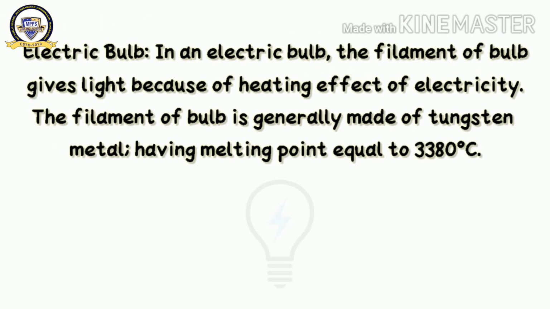Now we are going to deal with applications of the heating effect of current, meaning the electrical appliances that we are using in our daily life that work on the heating effect of electric current. In the same sequence, the first example is the electric bulb. In an electric bulb, the filament gives light because of the heating effect of electricity. The filament of the bulb is generally made of tungsten metal having a melting point equal to 3380 degrees Celsius.